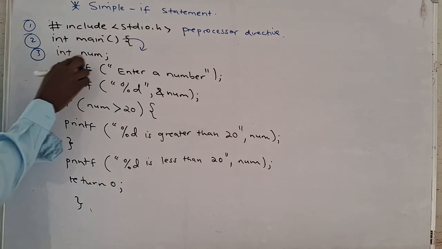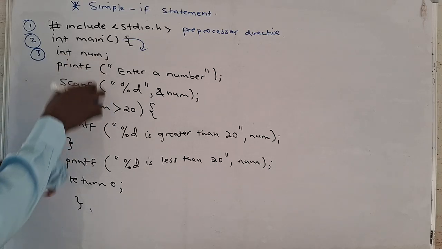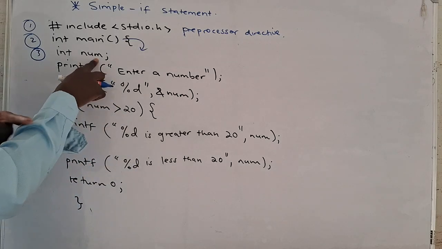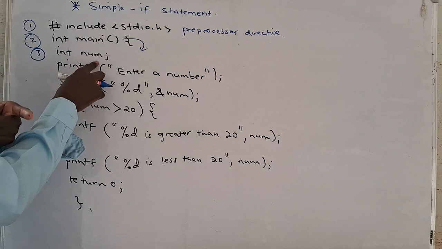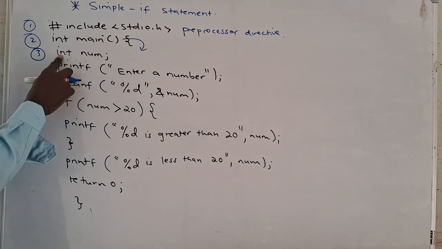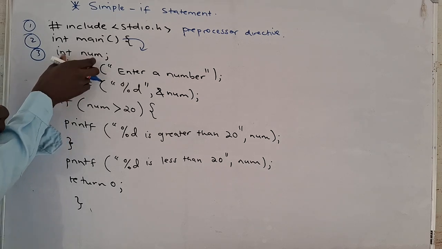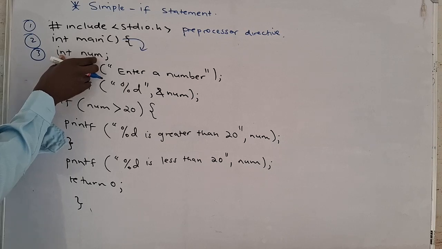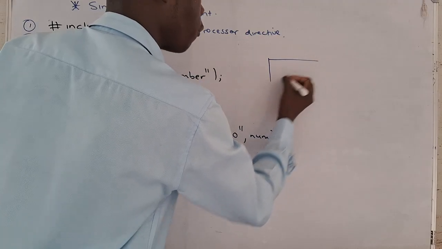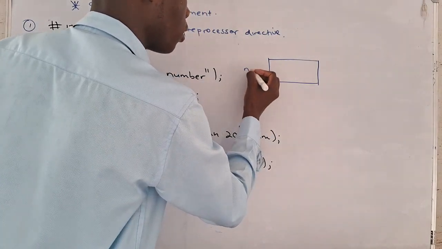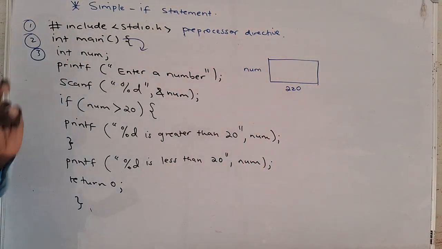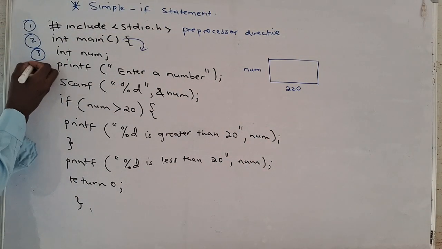Statement number 3, int num. What is the meaning of this statement to the compiler? This statement is introducing a variable called num to the compiler, and this variable is going to store an integer. This is nothing but the declaration of a variable num. So what will happen in the compiler? Some space is allocated for the variable num. So this is num. Suppose the memory address is 220. Num is still empty. Let's move on to statement number 4.